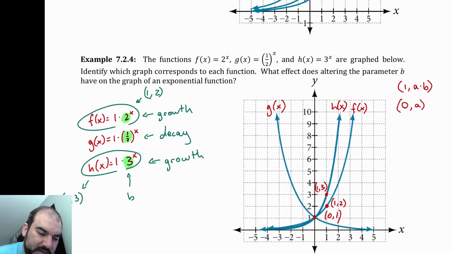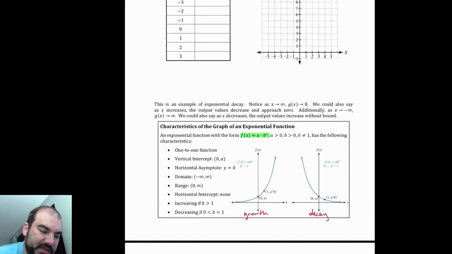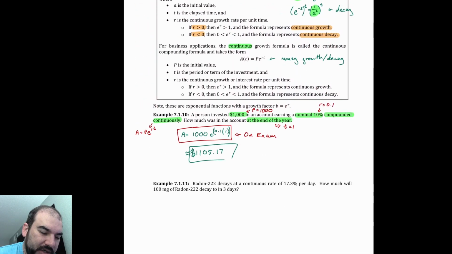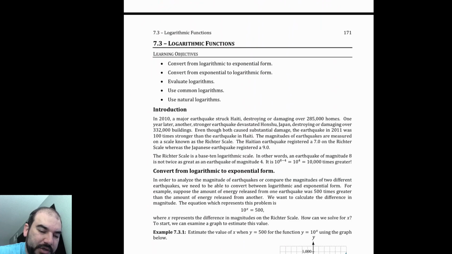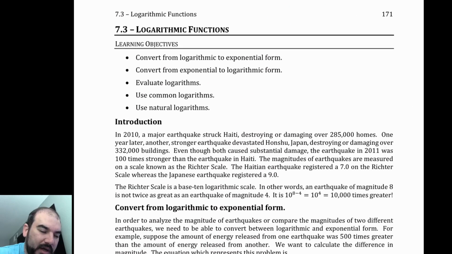7.2 was all about graphing exponential functions, and 7.1 was kind of an introduction to exponential functions, and then we did some financial problems with the compounded formulas, whether it was compounded monthly, yearly, or continuously. And then we looked at graphs of exponential functions. Now we're going to look at logarithmic functions, which are essentially going to be inverses of exponential functions. So whenever we introduce a new function, we also look at its inverse if possible.